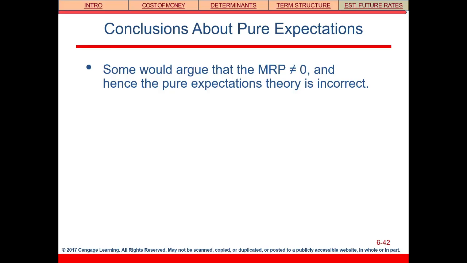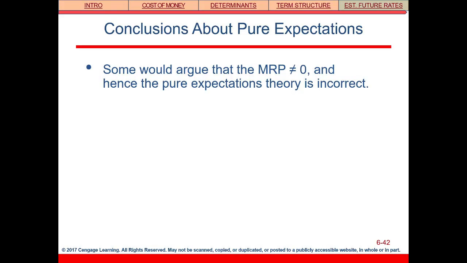And hence the pure expectations theory is incorrect. Why is that? It's because if MRP is not equal to 0, which is actually what we usually see in reality, then people would prefer short-term over long-term, right? Because long-term involves higher uncertainty risk. So in this case, these two investments won't always be the same.